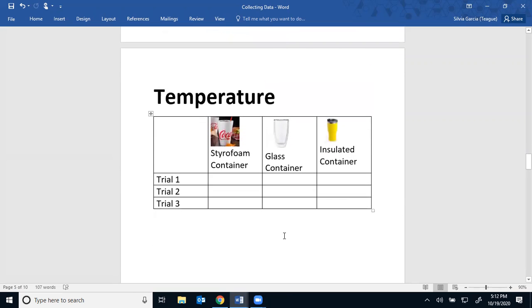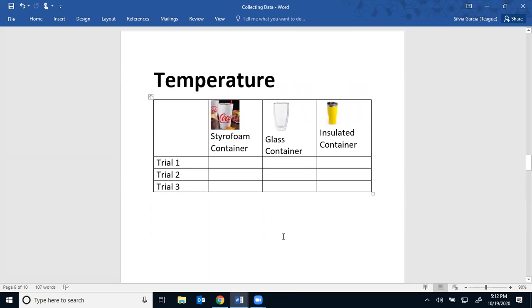But let's say that I am going to go a different route, and I am collecting data on temperature, and I was going to see which liquid, like a drink, would stay the coldest after so many hours. So after a few hours, and it has to be the same amount of hours for each one, after 5 hours, I took the temperature of my drink in a styrofoam container, and it measured 15 degrees Celsius. And then I emptied it out.